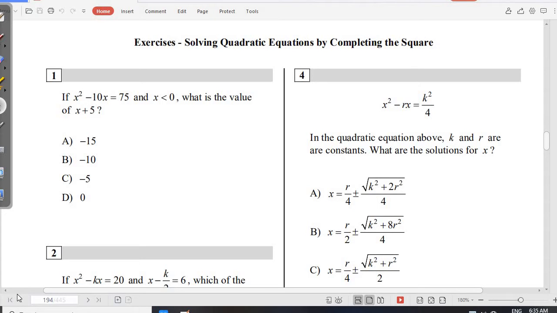Working on solving quadratic equations by the completing the square method. Now, the completing the square method just has 3 steps.